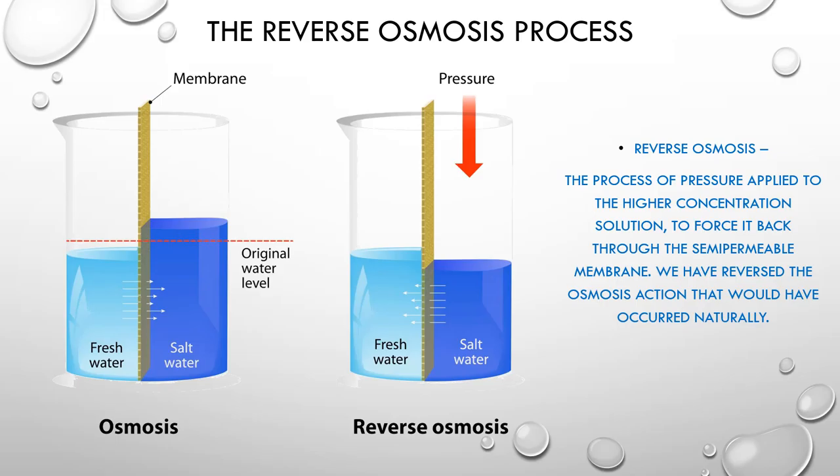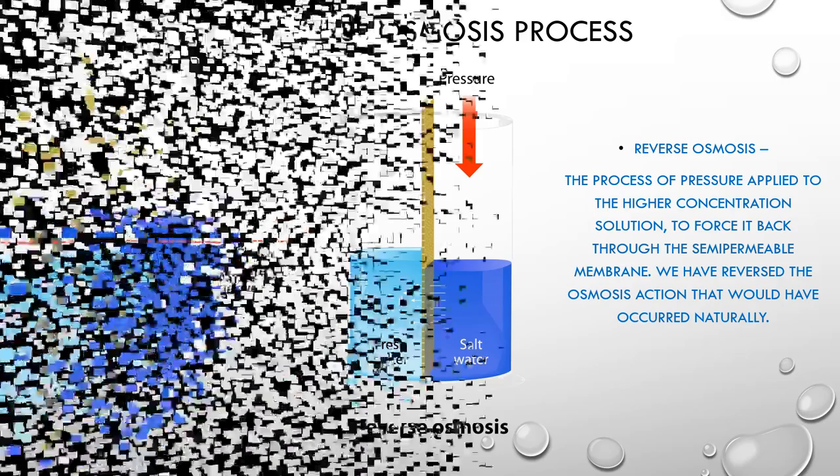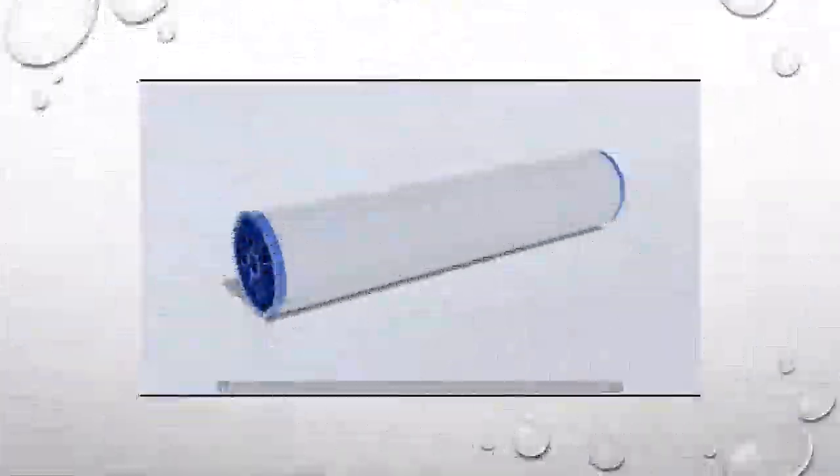Additionally, in RO systems, we use a much more elaborate membrane that separates the high salt concentration from the water and discards this concentration of salt to the drain, leaving only purified water. Okay then, let's look at this elaborate membrane.